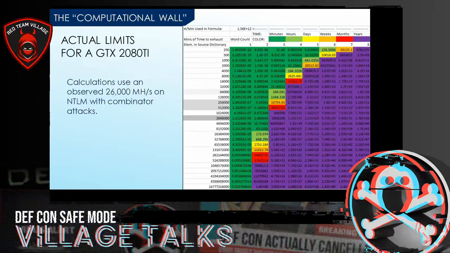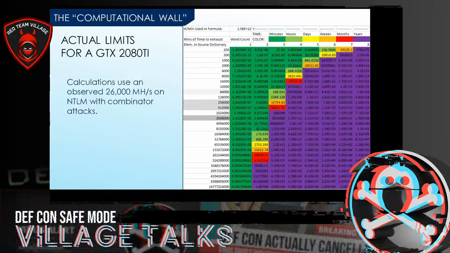Now, all of the numbers in the colored boxes are the amount of minutes required to complete an attack search space, and the coloration tells you how long a time that is relative to minutes, hours, days, weeks, months, or years. Because I'm not going to lie, I don't know off the top of my head how many minutes are in a week. Going down or to the right exponentially increases the amount of work needed.